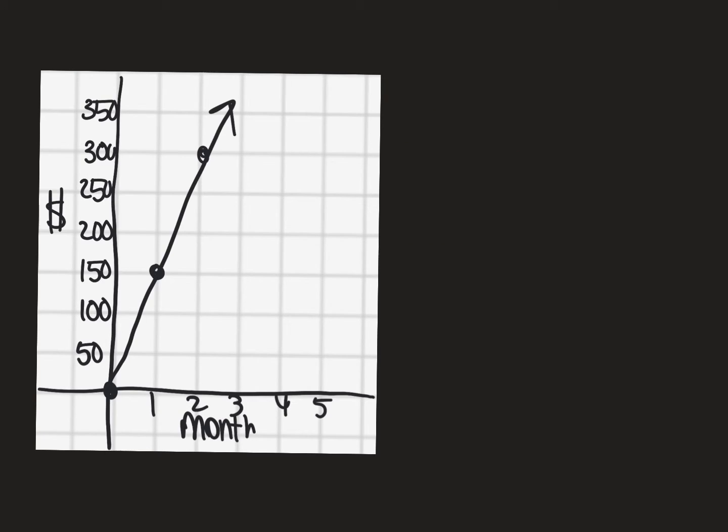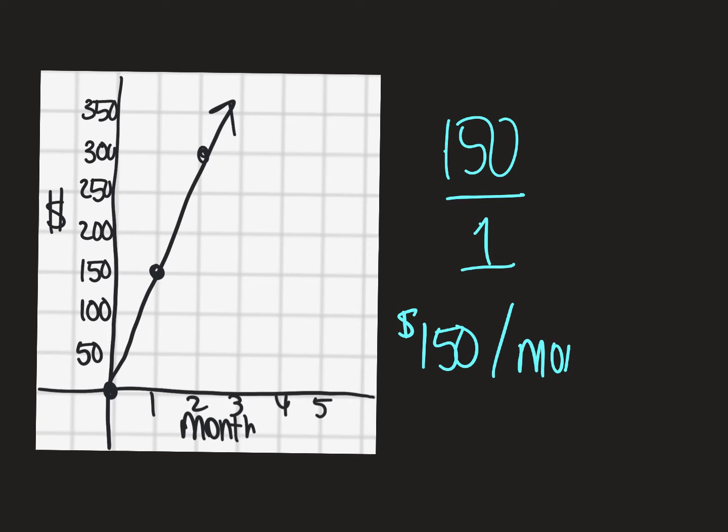All right, let's look at this rate of change. Notice that I'm counting by 50s on the y-axis. So when I go from 1 dot to the next dot, I'm not just going up 3 boxes. I went up a total of $150 and 1 month. $150, 1 month. So my fraction is 150 over 1, and I'm going to interpret that as $150 per month.